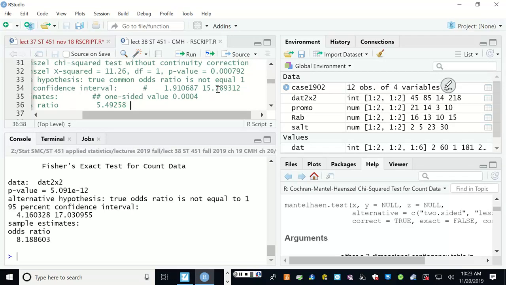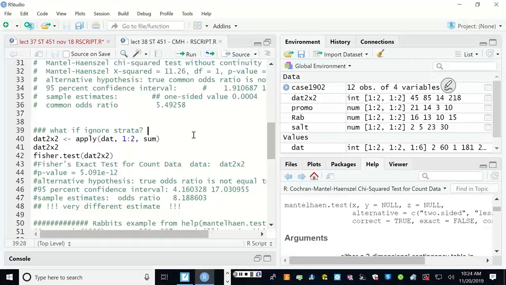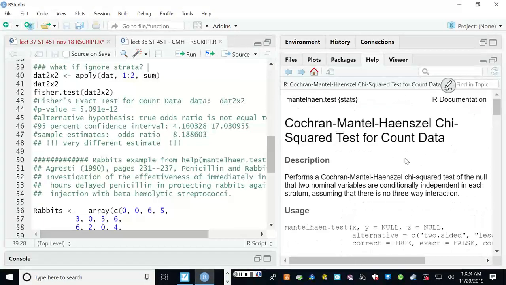So the degree of aggravation is very important in these cases, and the death penalty rate is going to be much higher with worse aggravation. It seems important to account for that. Very different estimates. So under this help file, there's another example that we can look at.